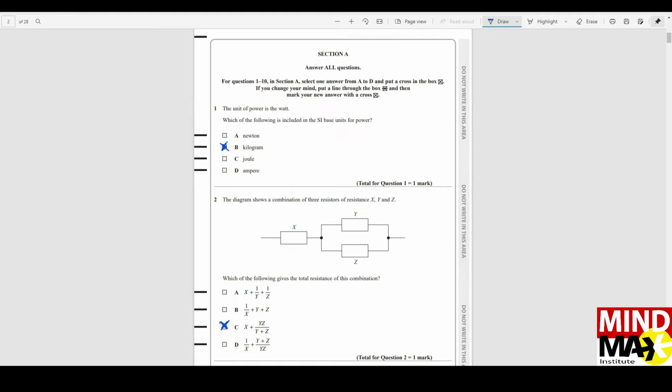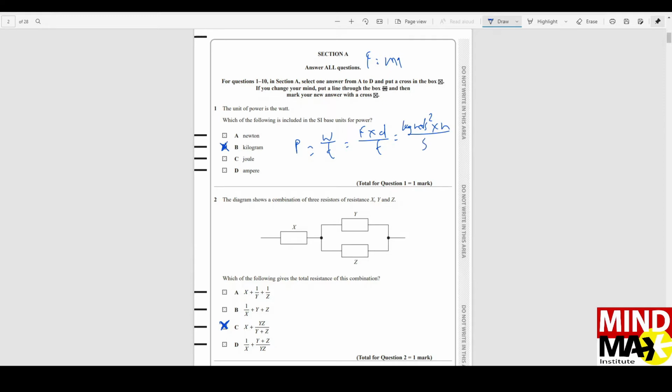So first question is find the units, SI base units included for power. So power is basically what? Power is work done by time. Work done is basically what? Work done is force multiplied by distance, divided by time. Force is basically what? Force is m into a, mass into acceleration. So mass is kg, acceleration is meters per second squared, into d is meters divided by time is in seconds.